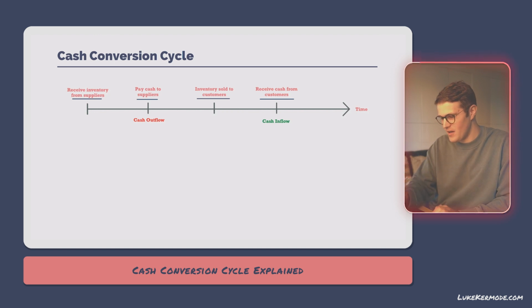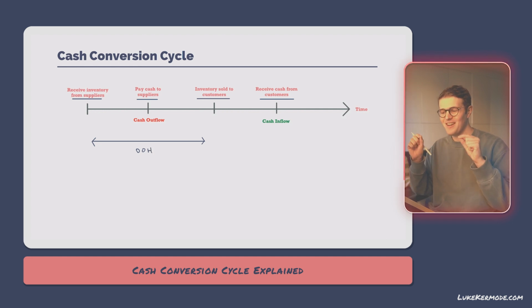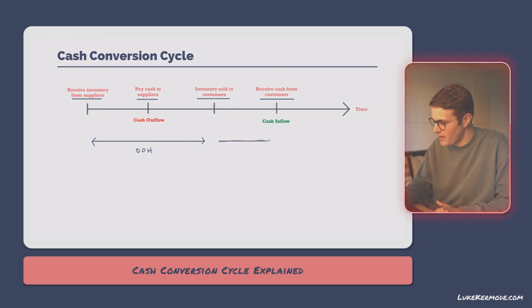So when we think about the inventory, the days of inventory held represents this time period. So that is the period of time between when inventory is received from suppliers physically and when it's physically sold to customers. So the amount of time that the inventory is stored within the company's storeroom is defined by the days of inventory held.